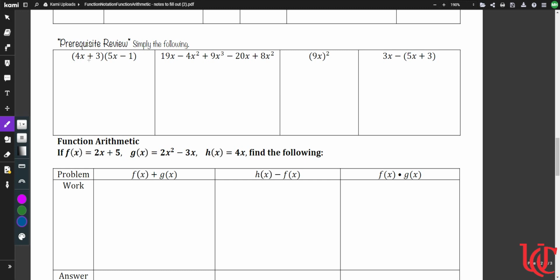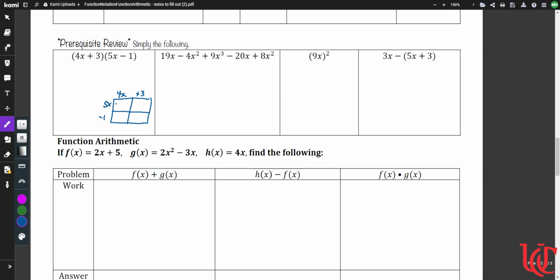We are going to do that as well, but then we can also do it with an area method where we're going to put each polynomial, or each binomial, on each side of the box. So we're going to do that first. This is going to be the same thing as 4x plus 3 going this way, and then I have a 5x and a minus 1 going this way. And I'm just going to multiply each box.